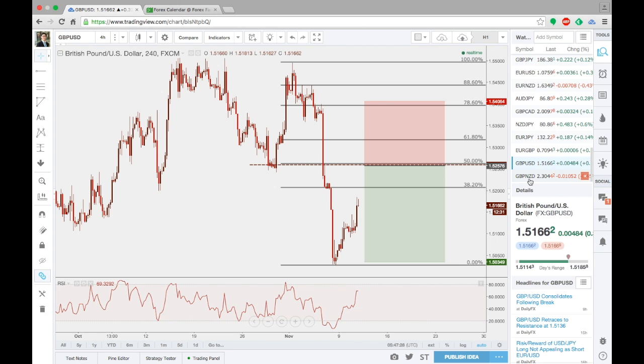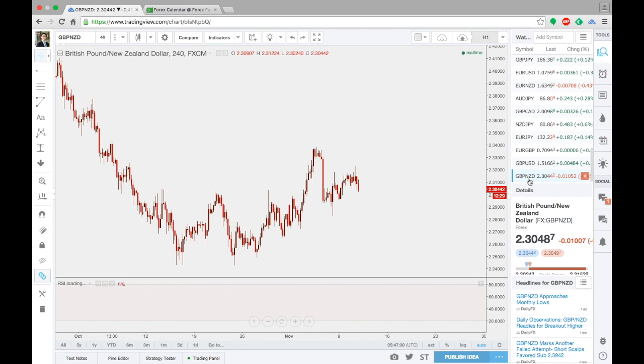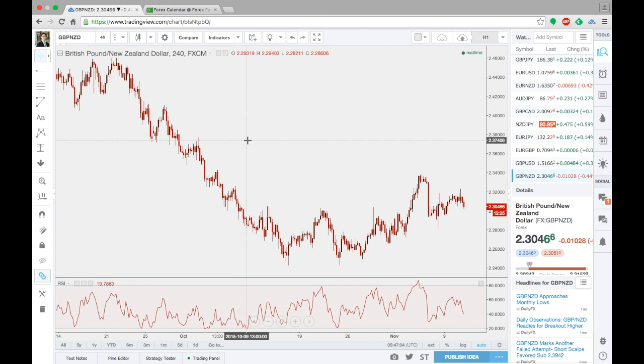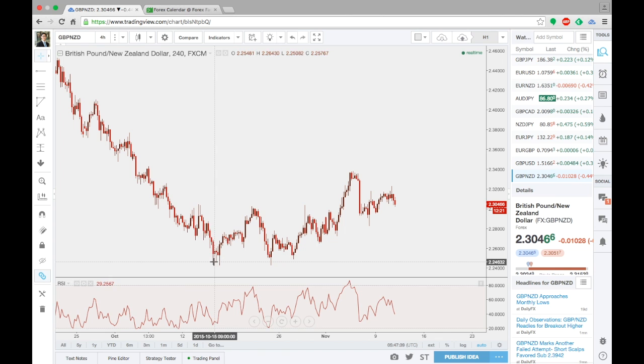Right, the last pair I want to go through with you is the pound kiwi. If you look at the overall trend in terms of technicals, it was previously in a downtrend and price has formed 3 bottoms, 1, 2, and 3. What's more important is that on top of this triple bottom, price has broken above its previous high. So what we are technically seeing here is a potential trend reversal.